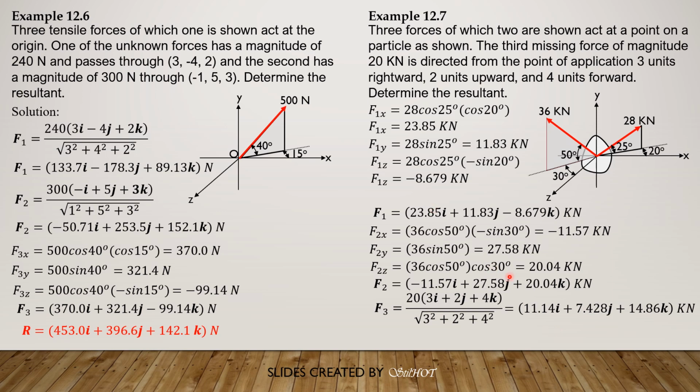So combining similar components, the resultant is equal to 23.85 plus negative 11.57 plus 11.14, that's for i, and for j, 11.83 plus 27.58, then plus 7.428, 46.84, then for k, negative 8.679 plus 20.04 plus 14.86, so you get 26.22k kilonewtons.